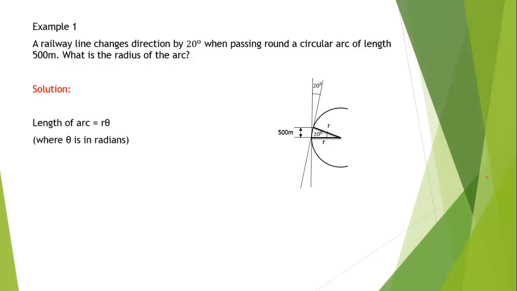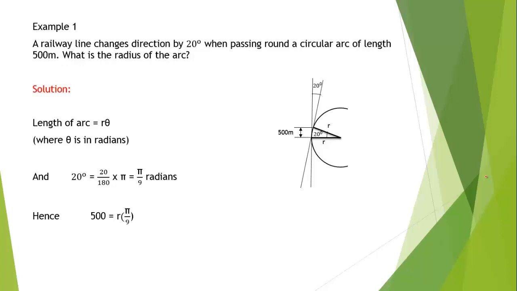So the length of the arc equals r theta, where theta is in radians, and as we have the angle in degrees, we need to get it in radians. So we multiply 20 degrees by pi radians and then divide it by 180 degrees, which leads us to pi over 9 radians. And by substituting the relevant values in the equation, length of the arc equals r theta, we get 500 equals r times pi over 9.